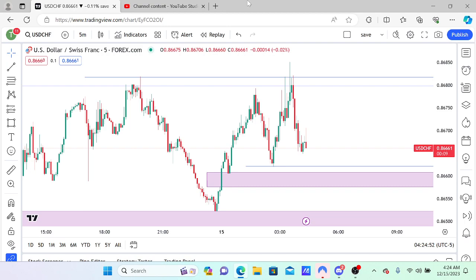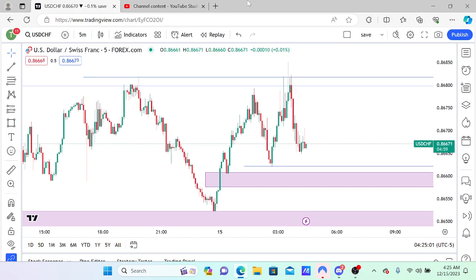So ICT, support and resistance, supply and demand, at the end of the day, it's all retail, and that's fine. There's nothing wrong with that. So the concepts, they work. And even just basic support and resistance. I made my first million just trading support and resistance.